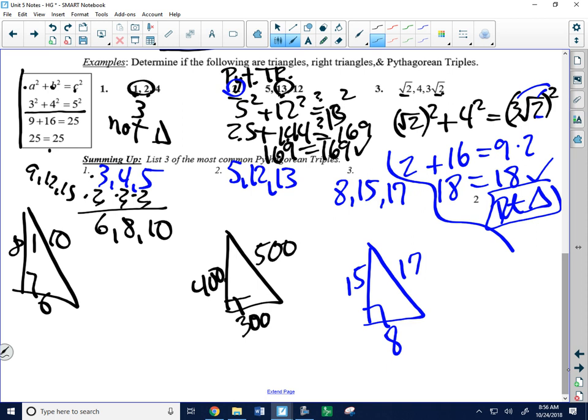That's all I got. Anything else you guys see up there? Questions about Pythagorean triples?